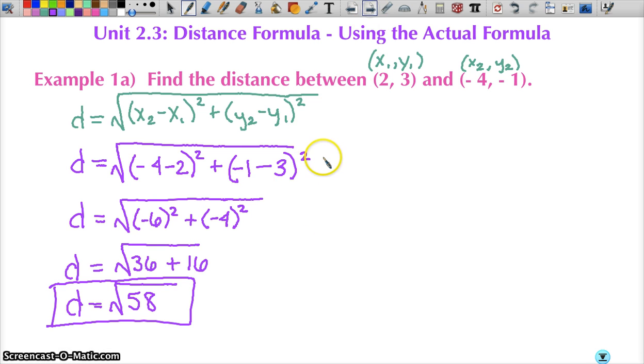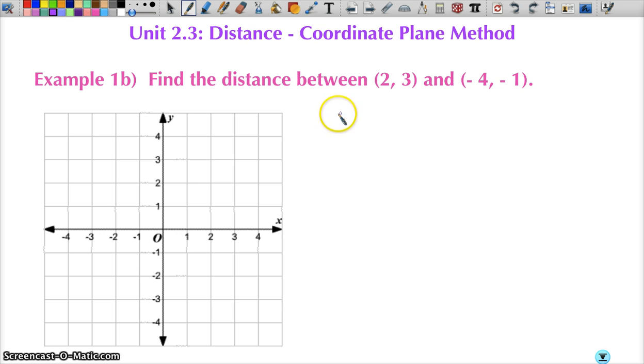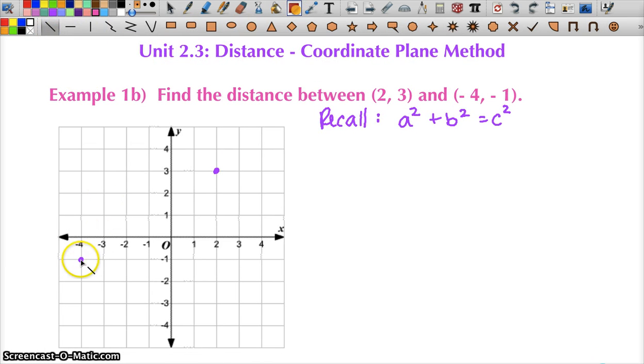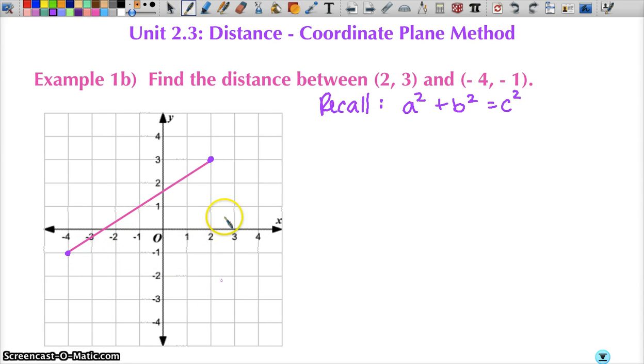Now, as we move on, we can actually use a coordinate plane method, which might make a little bit more sense. The things that you need to know for this, what you might need to recall, is the whole right triangle Pythagorean theorem. a squared plus b squared equals c squared. Okay, so what do we need to know? Well, plotting the point 2, 3 would go here, and plotting the point -4, -1 would be right here. So distance means how far apart are these 2 points if I were to go straight there, not up and over, right?